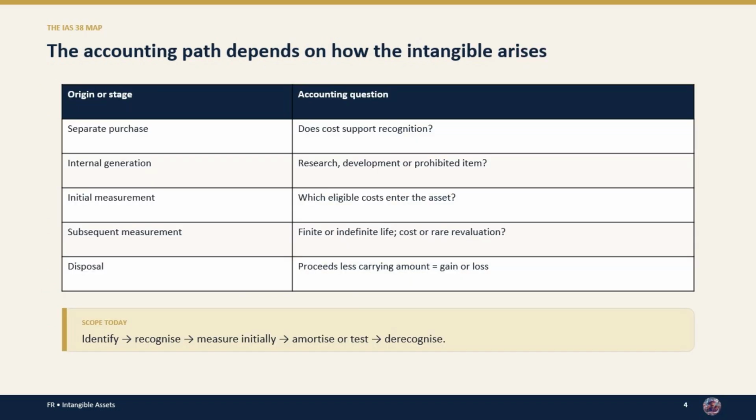A separately purchased patent or license is normally recognized at cost because purchase evidence supports probability and reliable measurement. Internally generated expenditure requires stricter analysis. Research is expensed. Development is capitalized only from the date all 6 criteria are demonstrated. Internally generated brands, customer lists, and goodwill are not recognized. Once an asset exists, assess useful life, amortization, impairment, and disposal.